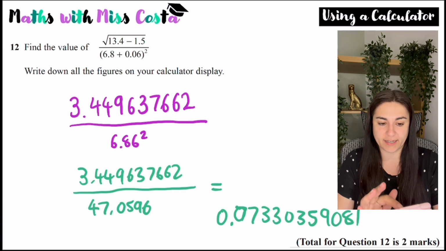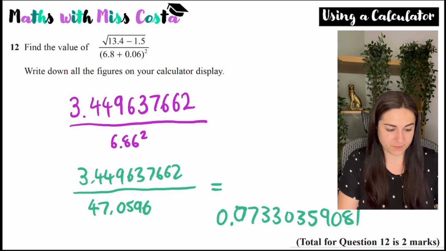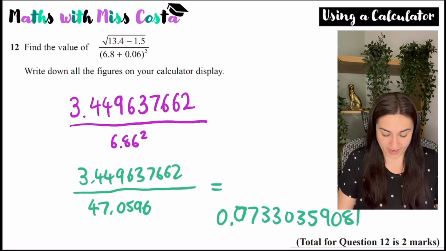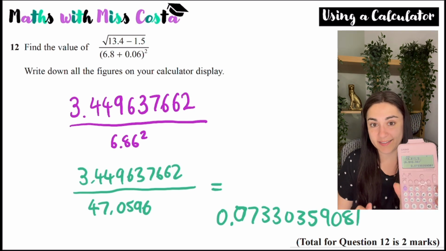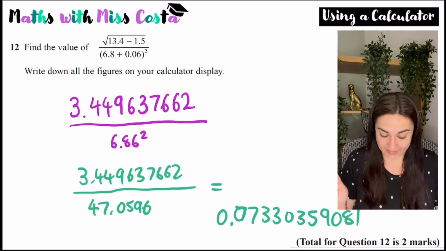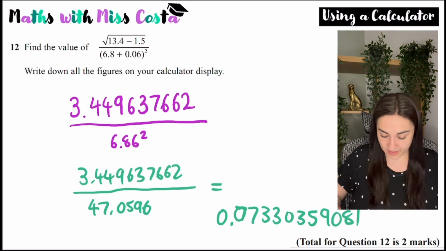Now you can do it all in one go if you feel confident. You press the fraction button on your calculator, you press the square root of 13.4, take 1.5, and then underneath you'd open your brackets and write 6.8 plus 0.06, close the brackets and write that to the power of 2, and you would get the same answer. So if you're confident using a calculator, do it that way. If not, do it bit by bit.